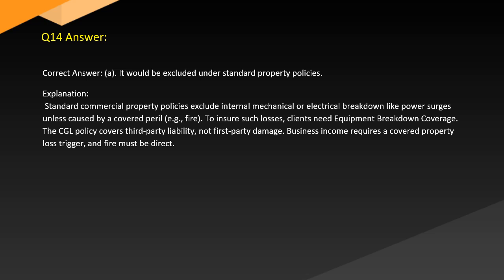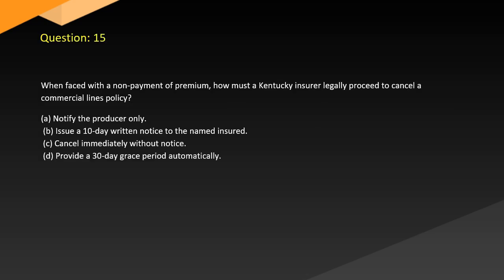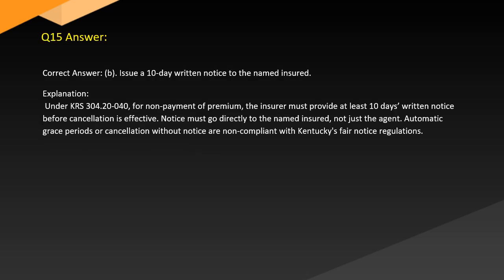Question 15. When faced with a non-payment of premium, how must a Kentucky insurer legally proceed to cancel a commercial lines policy? A. Notify the producer only. B. Issue a 10-day written notice to the named insured. C. Cancel immediately without notice. D. Provide a 30-day grace period automatically. Answer. Correct answer: B. Issue a 10-day written notice to the named insured.